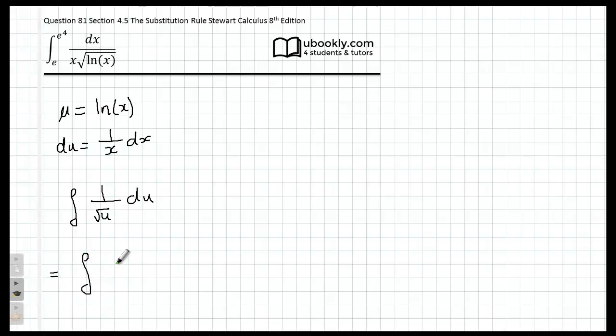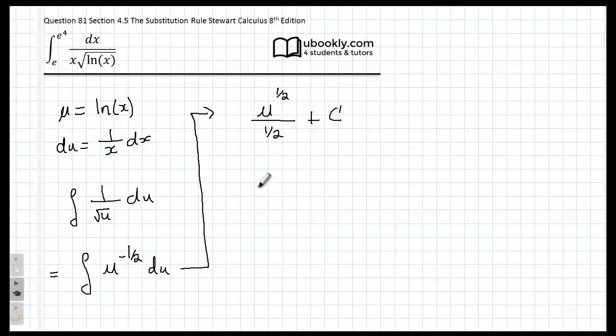Before I integrate, I'm going to rewrite it as u to the power of negative a half du, and I'll integrate now. I'll get u to the power of a half all over a half plus c. That changes to u to the power of a half multiplied by 2. This dividing by a half is like multiplying by 2, plus c, and this u is just ln of x, so I'll get 2 ln of x all to the power of a half plus c.